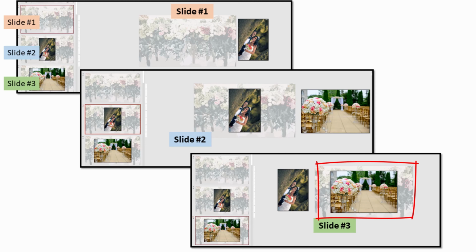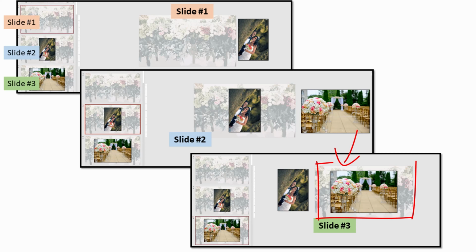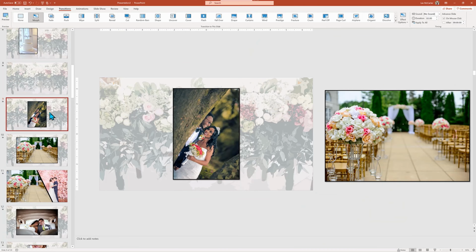Now look at slide 2. The wedding aisle is on the right, just waiting to make an entrance. Then on the next slide, when slide 3 does show up, the wedding couple will move off just as the wedding aisle picture smoothly moves on. Let's take a look at this. And here it is in action.